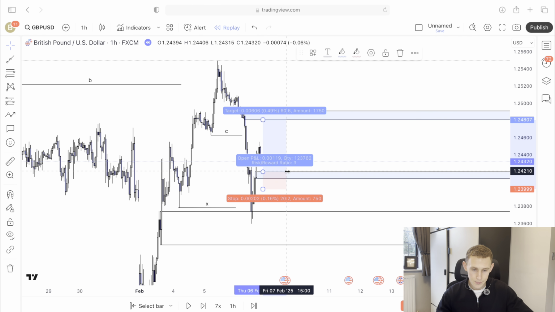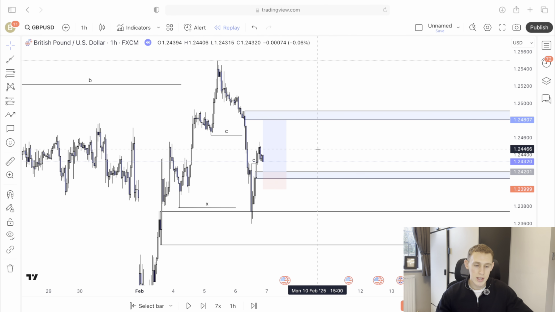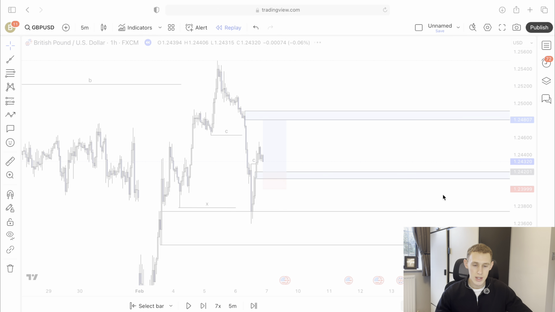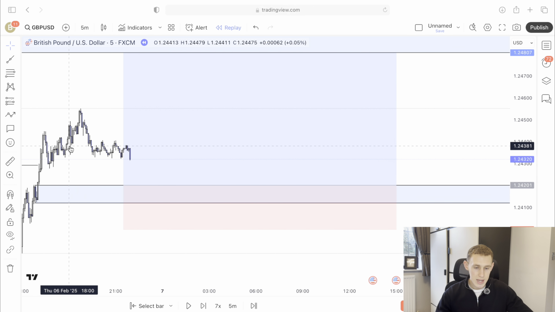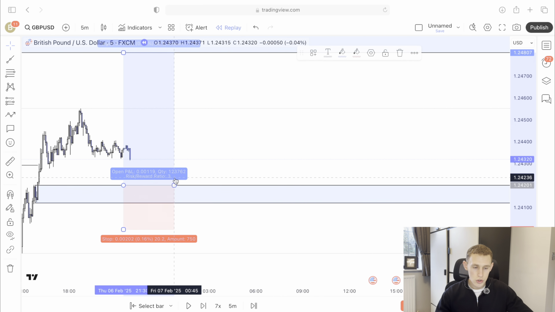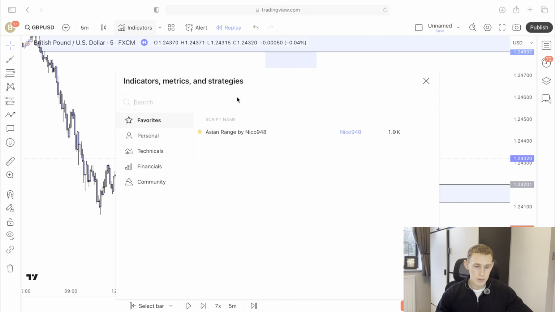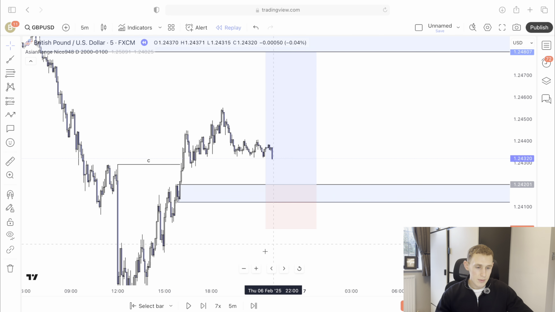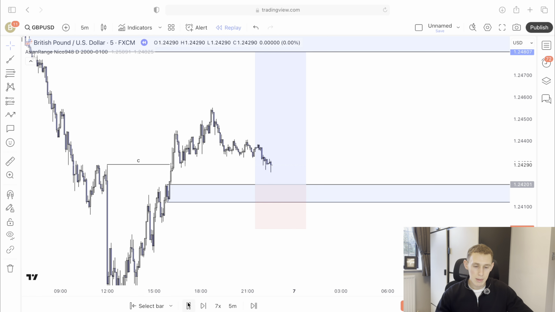I had a 1 to 3 take profit. As with most of my trades, I nearly always use a 1 to 3 on every trade I take. And as you guys can see, during the Asian session, if we just plot that on, price kind of started to consolidate even more above the level.